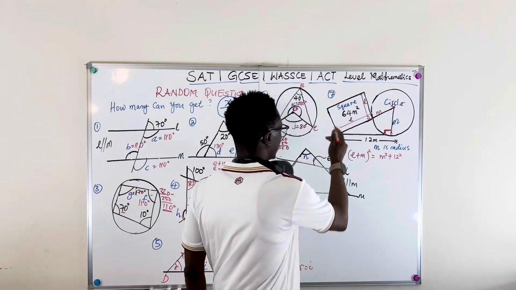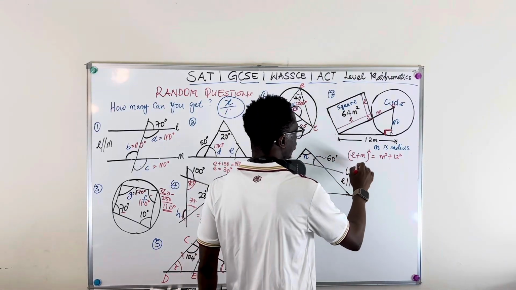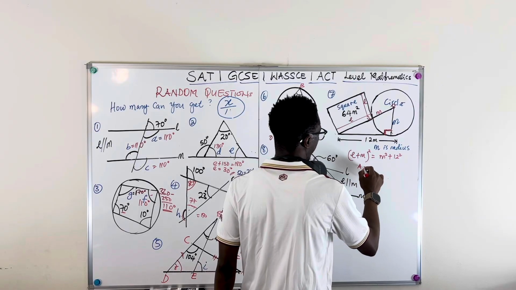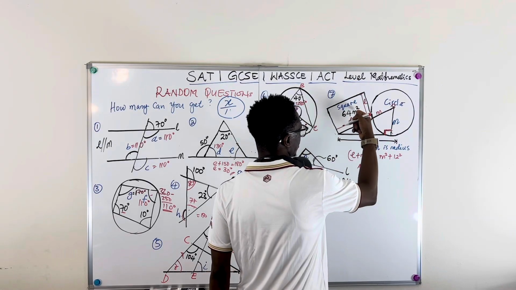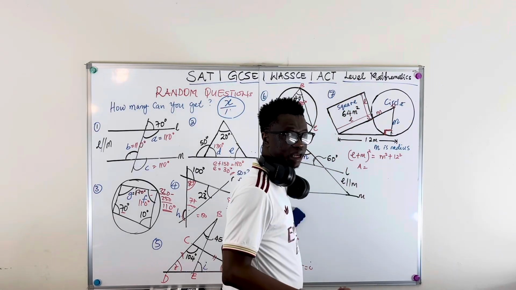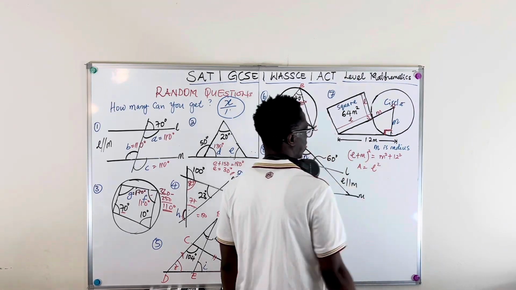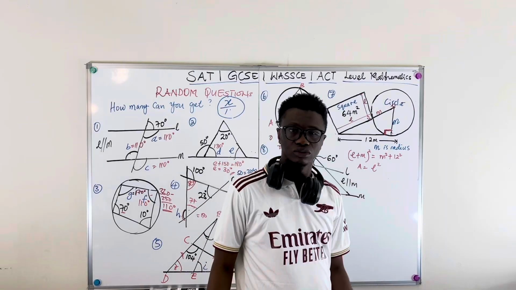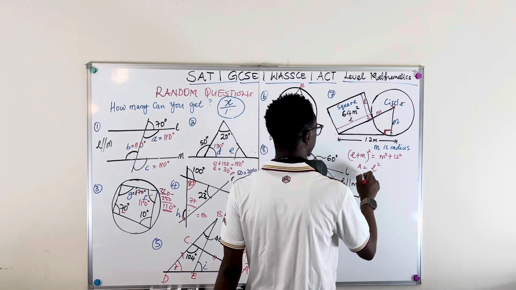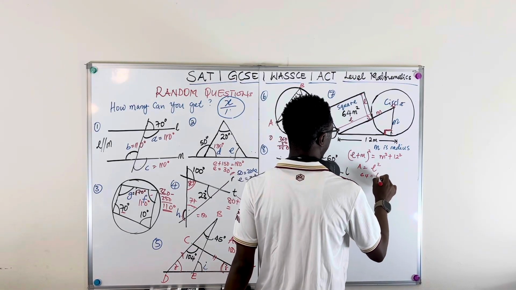Okay, it's easy. We know this is a square, and we know the area of a square. You should know that. So area equals L², the area of a square equals L². Now, this area is given as 64, so 64 equals L².